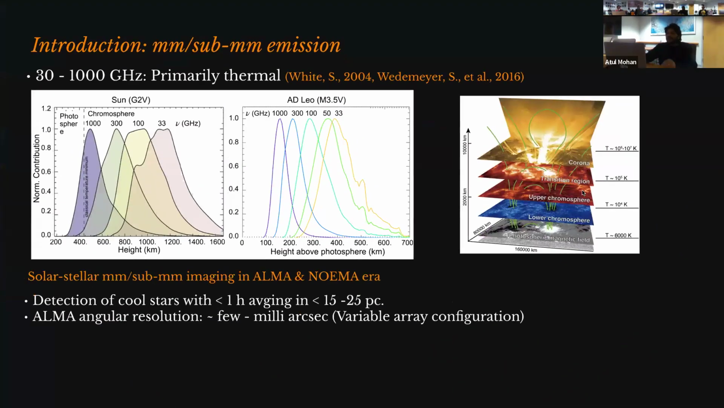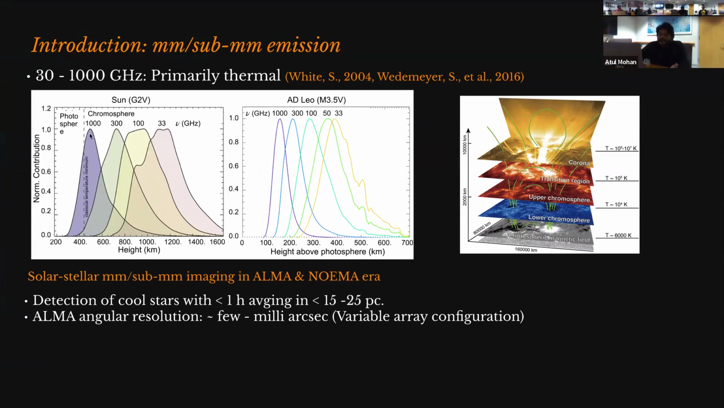And coming now to the other layer, which is the most important layer, where it all starts, the chromosphere, right? So we have been talking about the corona, but if you want to know the roots of activity, you have to go down to the chromosphere. So that's where the millimeter and submillimeter emission comes in.